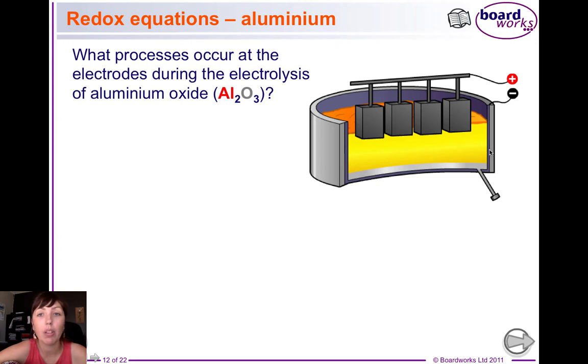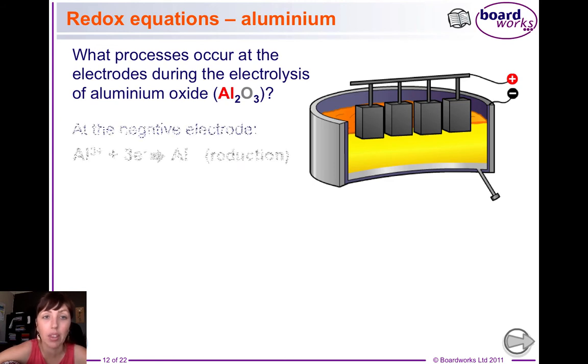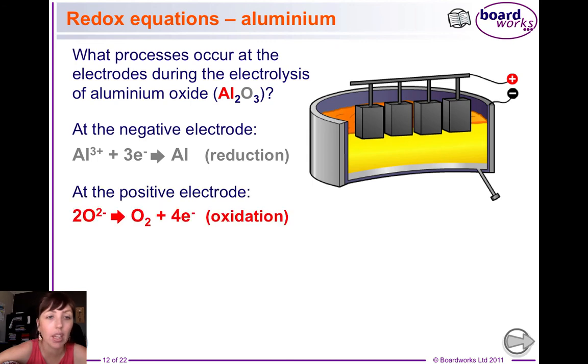Okay, so looking at the redox equation, what processes occur at the electrodes during the electrolysis of aluminum oxide? At the negative electrode, you have the aluminum ions, Al3+, plus 3 electrons, yielding aluminum, okay? And at the positive electrode, oxidation is occurring. You have a negative ion of oxygen, O2-, giving up electrons to become O2, not an ion. So it's 2O2- yielding O2 plus 4 electrons, right?